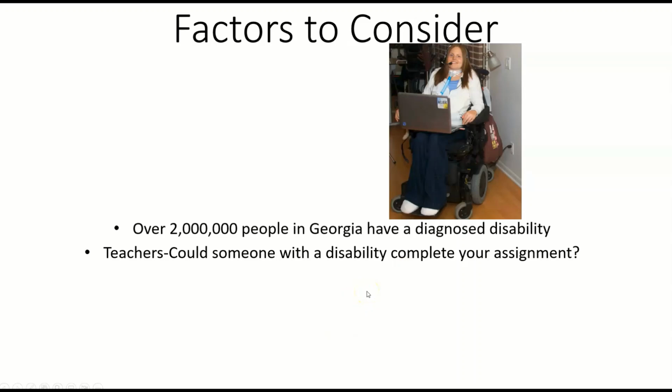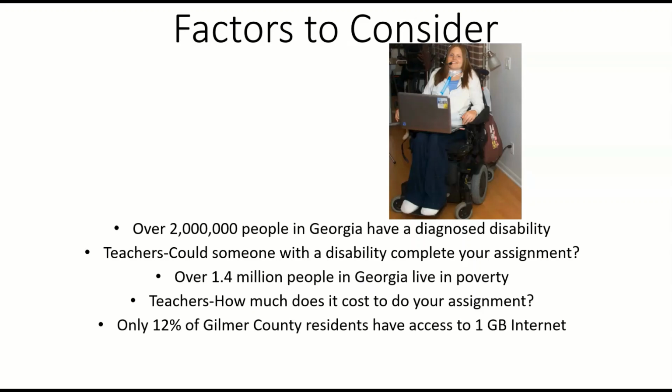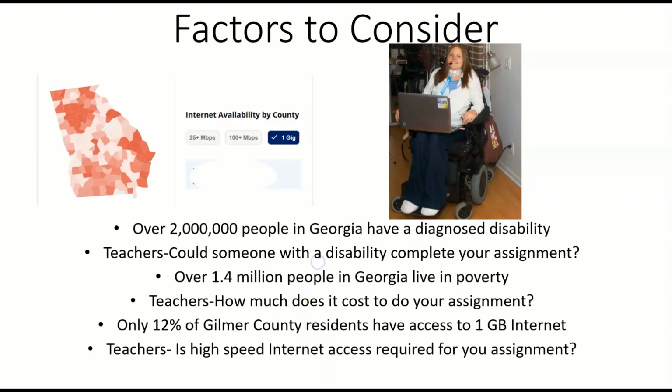And that's any disability. Over 1.4 million people live in poverty in Georgia. That's a staggering number of people. So many of your students are going to be in poverty. How much has it cost to complete your assignment? So you need to ask yourself these things. An example, one county in Georgia, Gilmer County, only 12% of people there have access to 1 gigabyte internet. So something you need to consider. Is high-speed internet required for your assignment? So these are factors to consider as a school teacher.